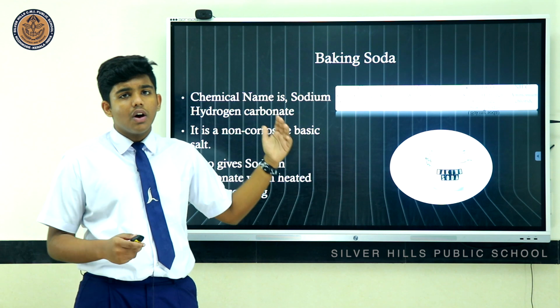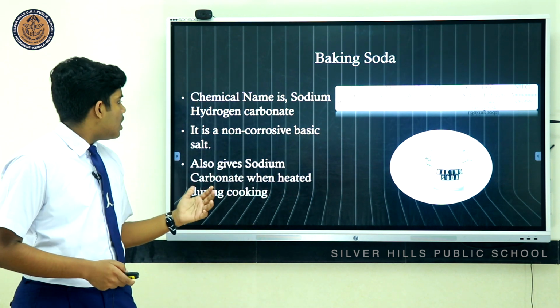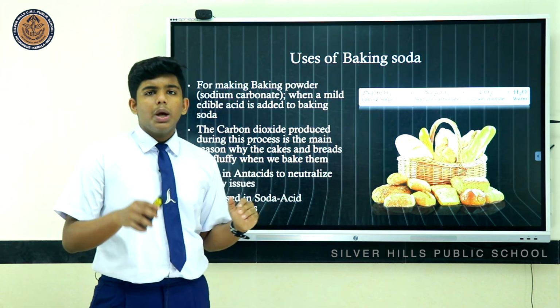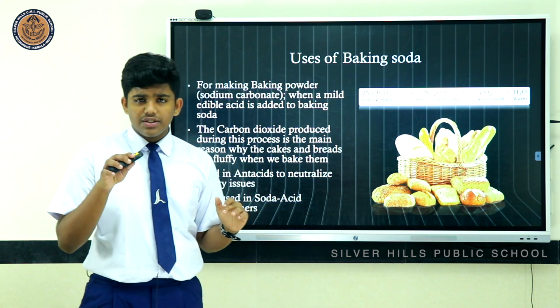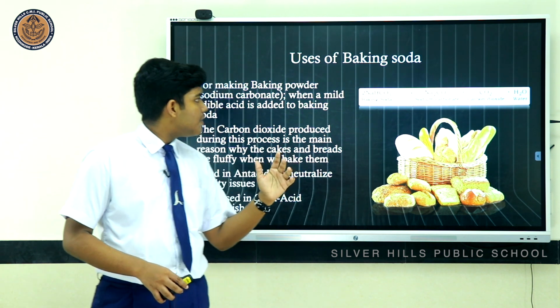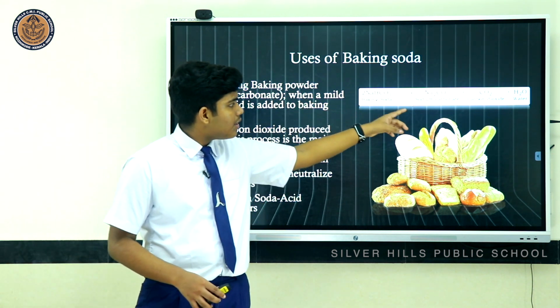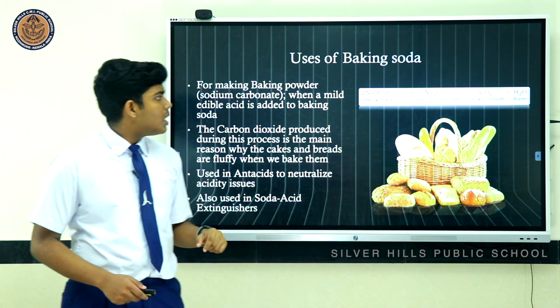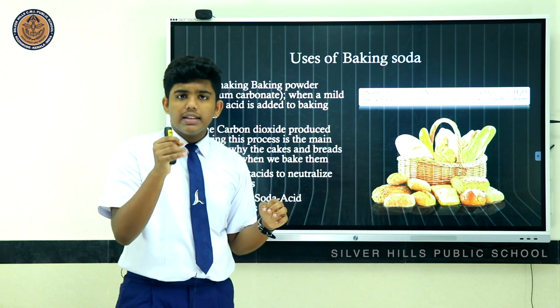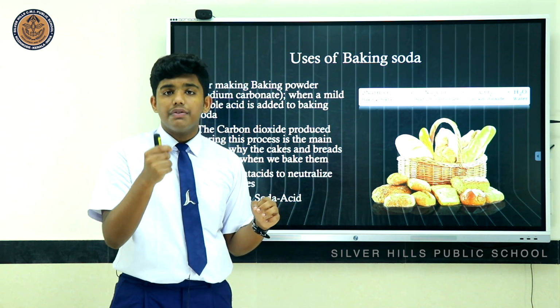Baking soda is a non-corrosive basic salt. Now, the uses of baking soda. Baking soda, when under extreme heat and pressure, undergoes thermal decomposition, giving sodium carbonate, carbon dioxide and water. Here, carbon dioxide is the main reason why the cakes and breads, when we bake them, are fluffy in nature.